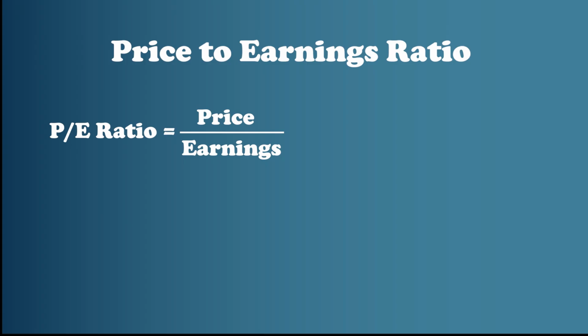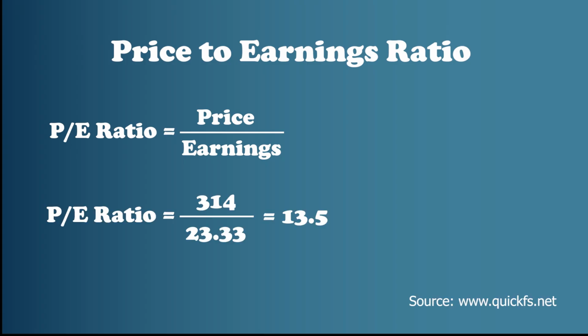For this, I'm going to quickfs.net, search for Novo Nordisk, and we're going to go down in the bottom of the income statement and find EPS diluted, earnings per share diluted. We're going to choose TTM, which means trailing 12 months. It's the most recent number. In Danish krone, we get 23 kroner and 33 cents. And the share price as of now, while I'm doing this, is 314 kroner.